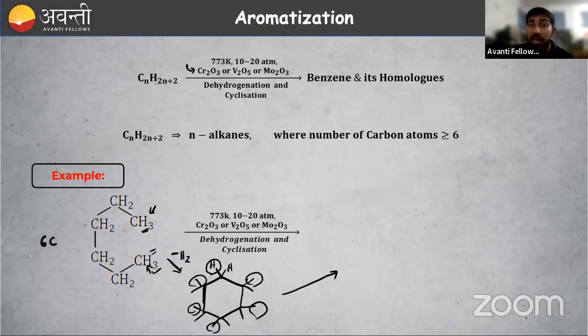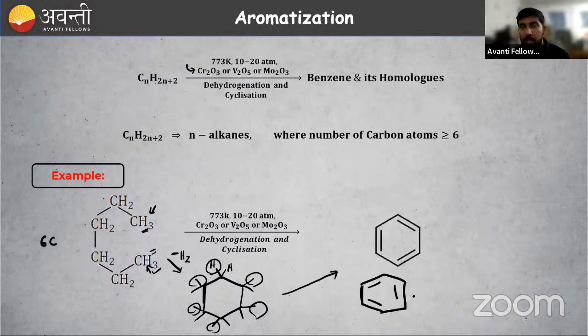Then carbon should be tetravalent, so double bonds will be formed between some carbon atoms. So I will get a benzene ring with double bonds present, and that is the final product. First dehydrogenation, where I remove hydrogen, then the cycle is formed. From open chain to closed chain, cycles are formed. So dehydrogenation and cyclization happen here.